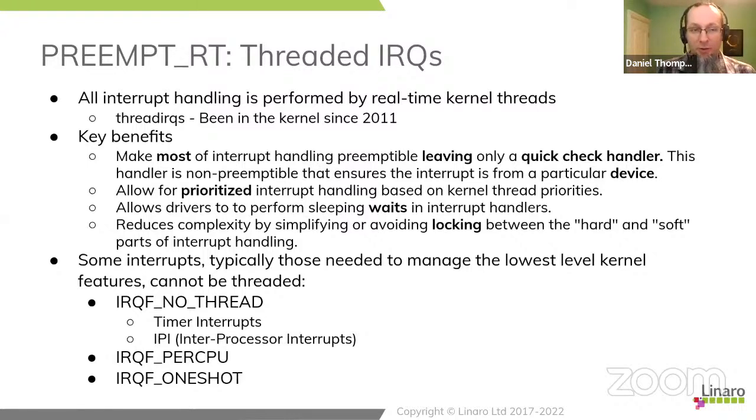This gives us some nice properties. Once you've got threaded interrupt handlers, you can use the scheduler to prioritize them. So you can set SCHED_FIFO on particular tasks to particular levels. Interrupts will remain active throughout that, but they'll only be running their quick check handlers. But as we go into the scheduler, we've now got prioritized interrupt handling.